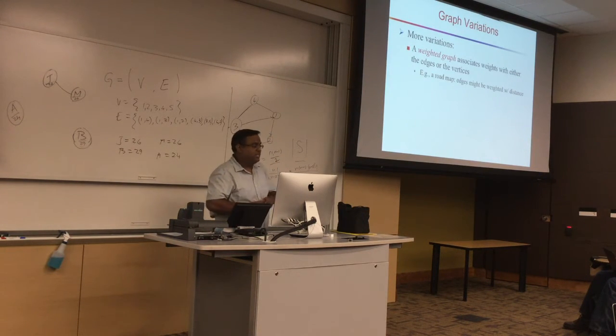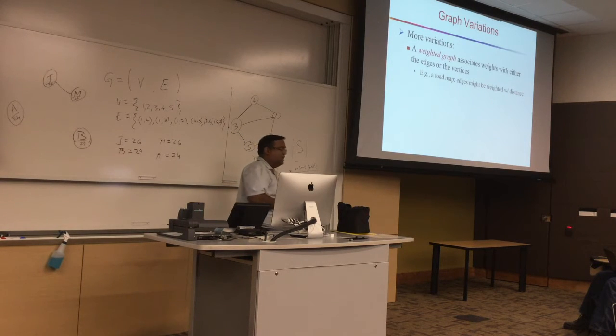A weighted graph associates weight with either the edges or the vertices. Mostly edges. Very rarely you'll see weights on vertices, but edges carry weight. That's the weight of the relationship between the two nodes.